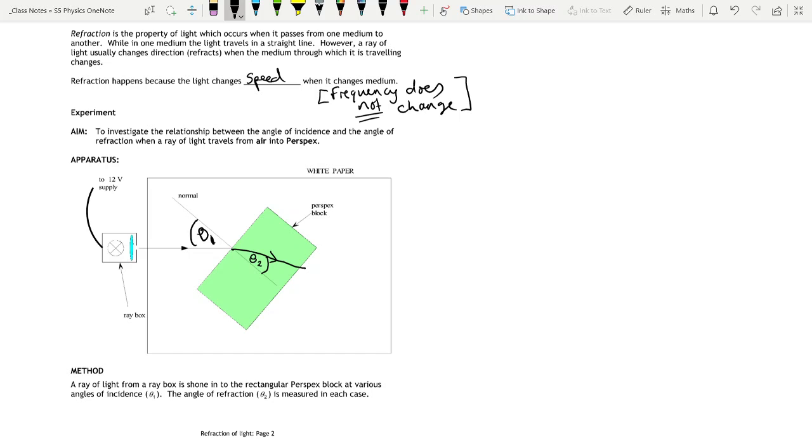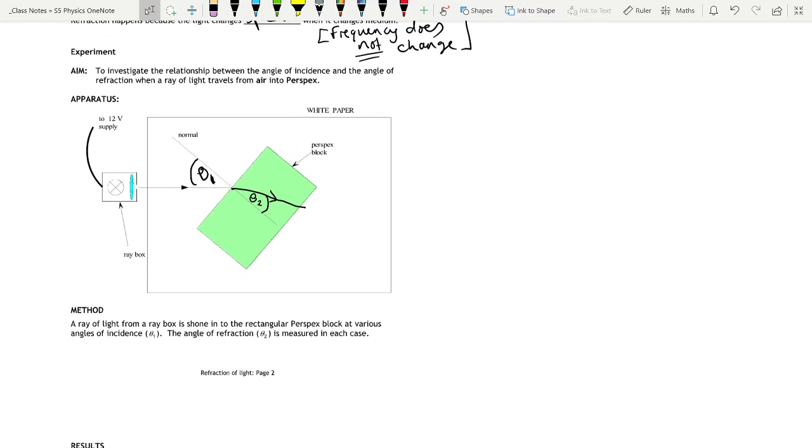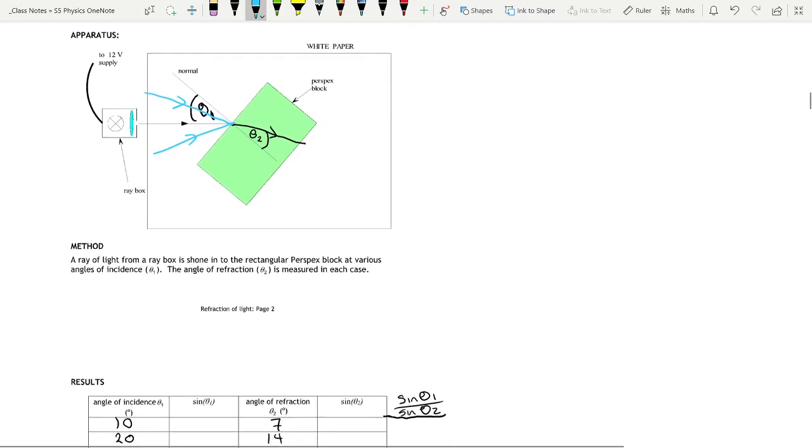Okay, so a ray of light from a ray box is shone into a rectangular perspex block at various angles of incidence. So that theta 1 gets changed. So you can shine it in sort of here, or you could shine it in here. So we're changing the theta 1, we're changing the angle of incidence, and we're measuring the angle of refraction at each angle of incidence. As I said, I will link you to a video of this as well.